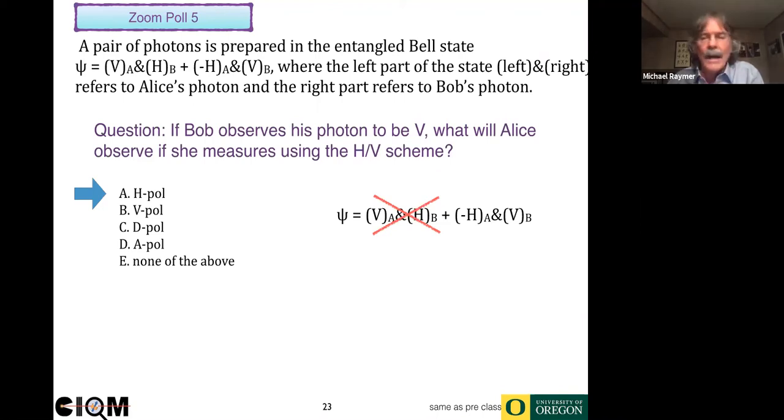It did suddenly forget what its original state was, because earlier it could have been V or H. But it was entangled so much with Bob that all you can say is that when Bob sees V, Bob can conclude that if Alice measures in the HV basis, she will see H. It's a logical conclusion based on information theory.